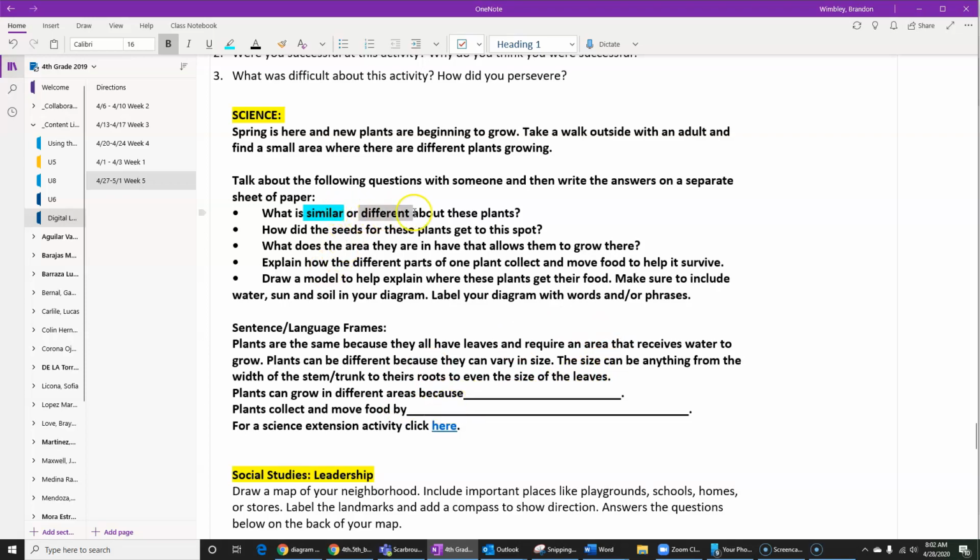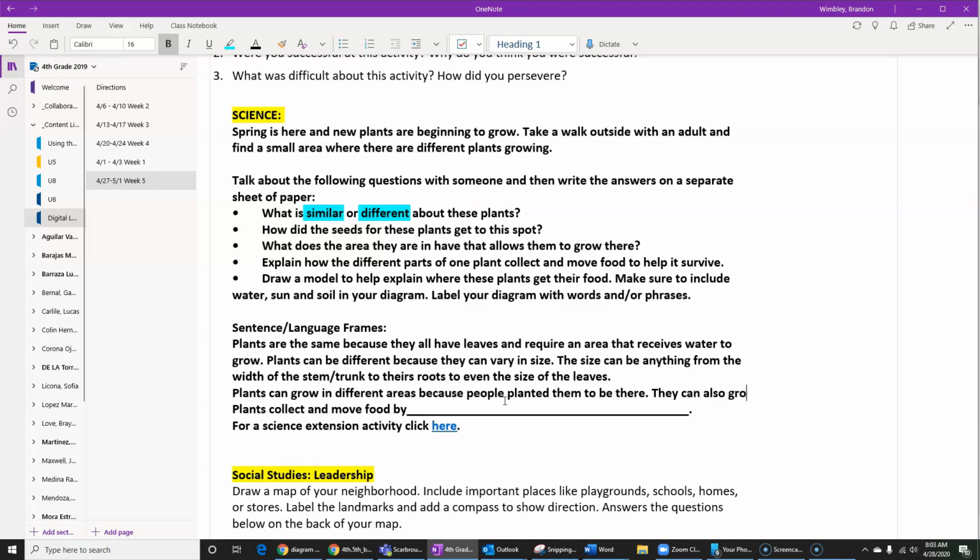We did the differences. So our next question is asking us for is, how do the seeds for these plants get to this spot? So what this is focusing on is, well, I have two guesses. So my first guess is the rose bush doesn't really normally grow in the area where I found it, so I'm pretty sure it was planted there. So I'm going to put plants can grow in different areas because people planted them to be there.